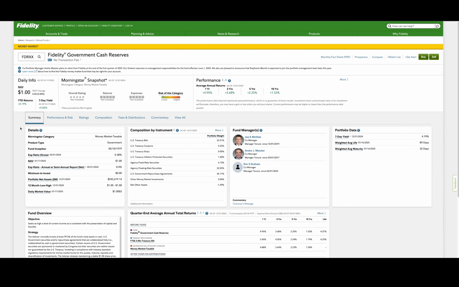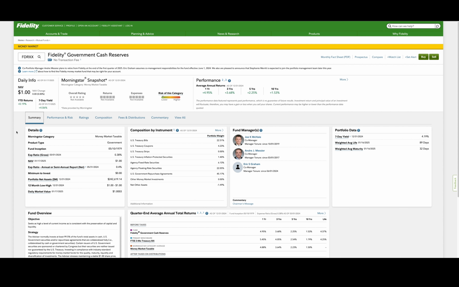But remember something with money markets, there is no FDIC insurance. So theoretically, if the federal government defaults on its bonds or sovereign debt, you could technically lose money. The chances of that happening are unlikely at the moment, but something to keep in mind. So those are the two popular money market funds that are paying the highest yields.